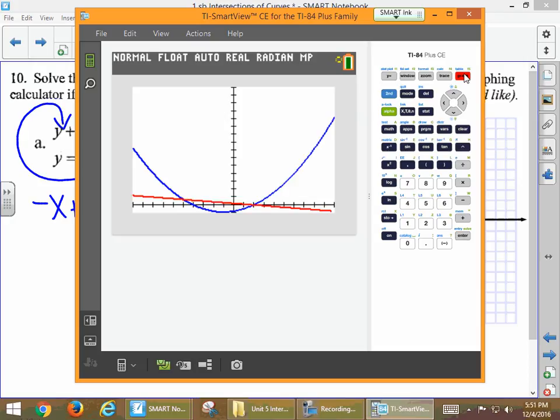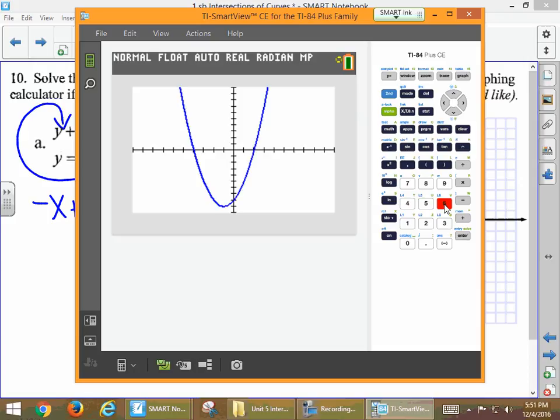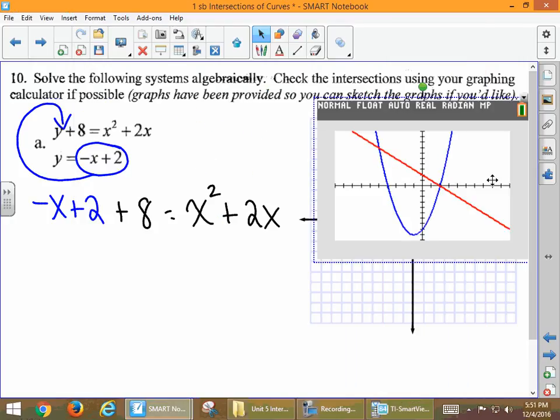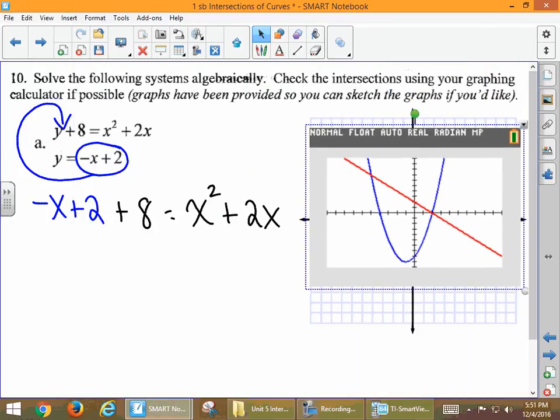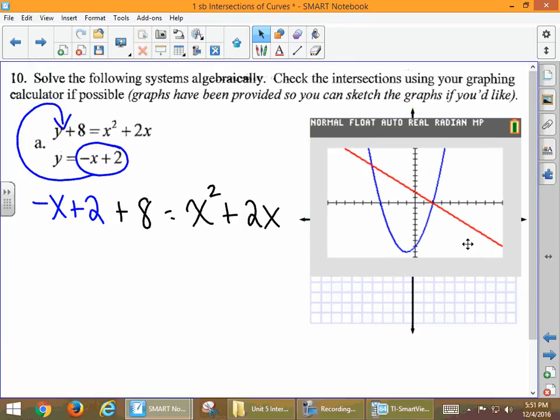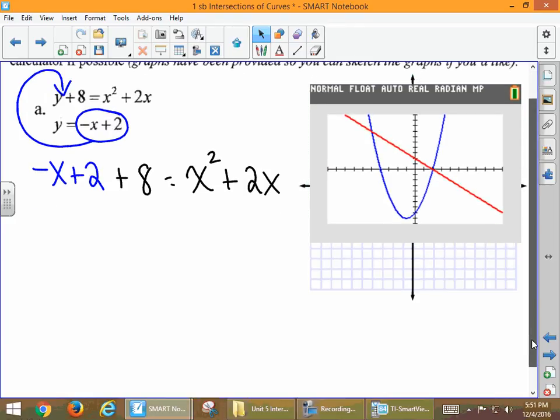And it looks like I need to change my window. But there is the parabola, and there's a line. So we kind of have an idea of where they intersect already, which is nice, and that's why it's nice to have a grid there to use as well. I'm just going to slide that in for now. But what we want to do is solve this equation. We want to figure it out algebraically.